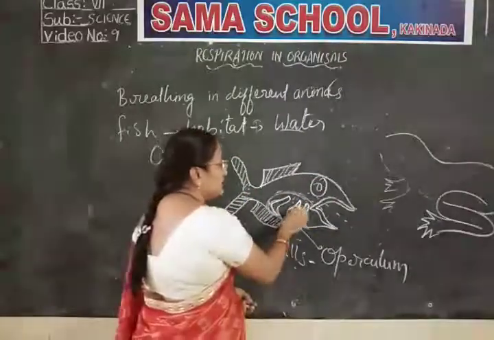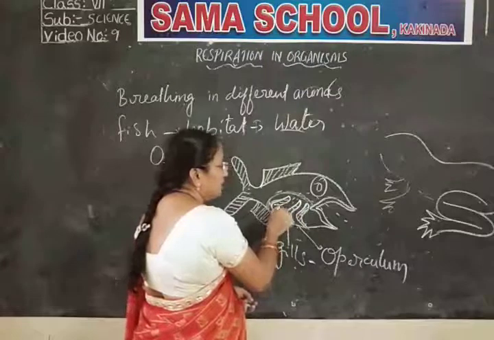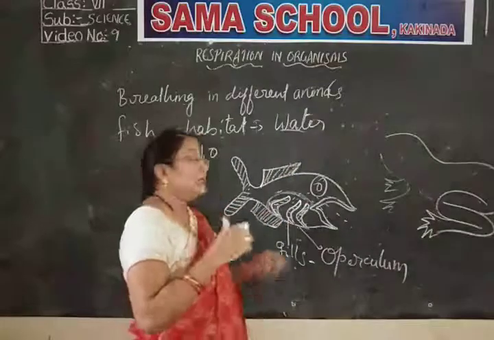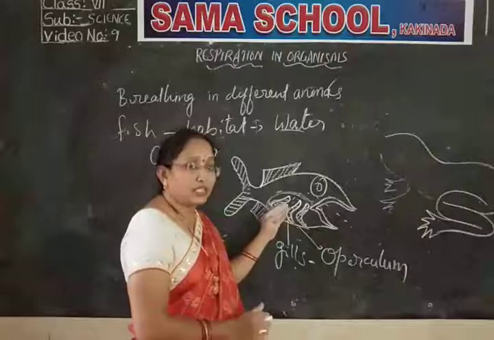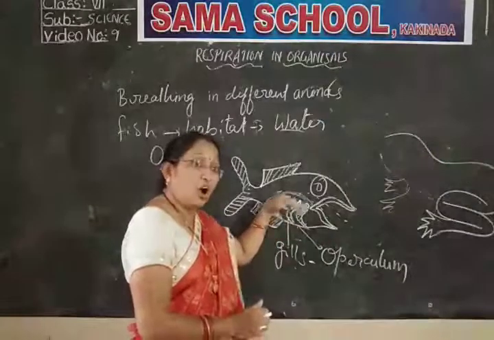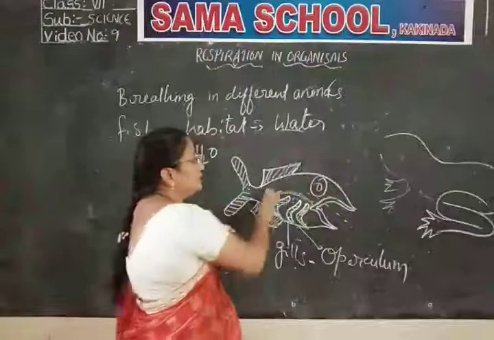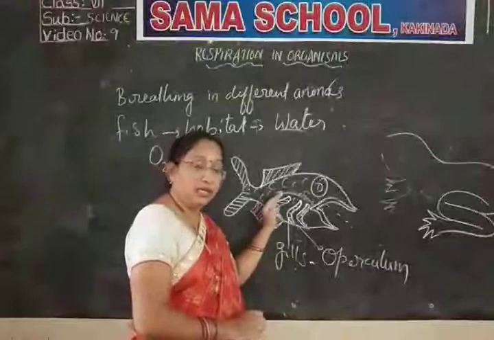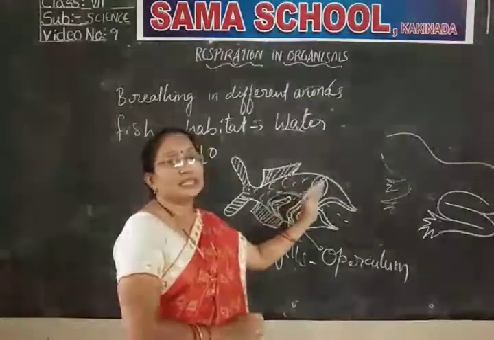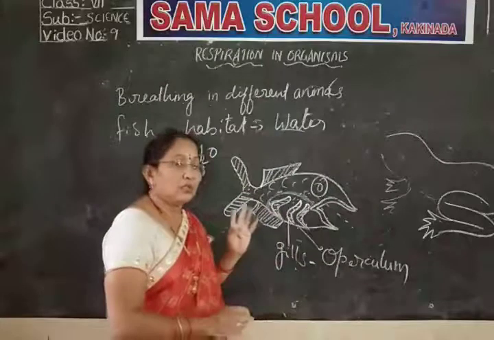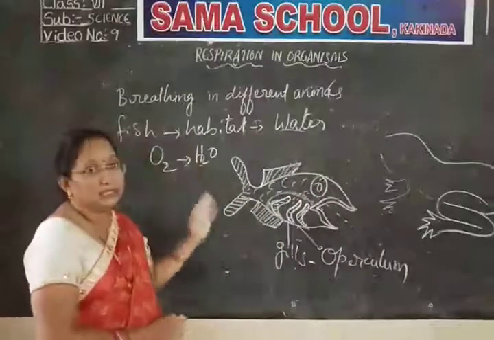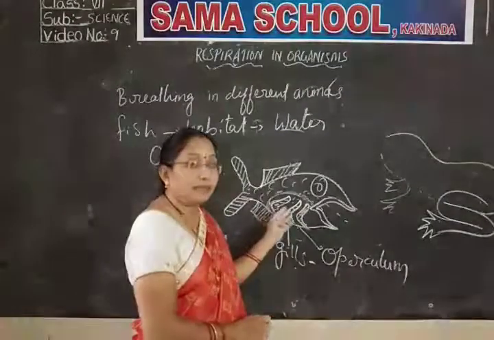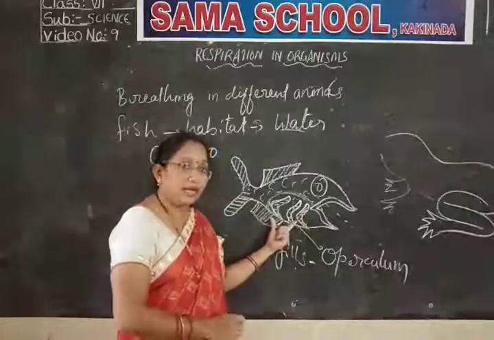Okay? So through these gills, the dissolved oxygen will be passed. Just as the lungs work in our body, gills work in the fish, and from the gills the oxygen is carried to the remaining cells of the body, and thus respiration is carried out in fishes. Okay? So, breathing in different animals: I explained the respiration in fishes. Is it clear? So now, what are the respiratory organs?